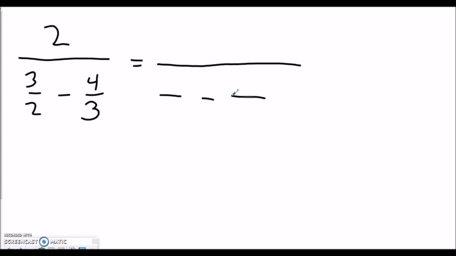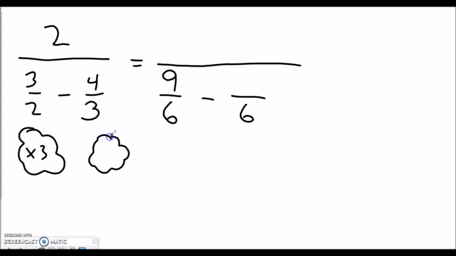And what do you think our common denominator is in this problem? It is 6, the common denominator of 2 and 3. How do we change our fractions in order to get a common denominator of 6? Well, the first fraction we took times 3. 2 times 3 is 6. So 3 times 3 is 9. What about the 4/3? We did a times 2. 3 times 2 is 6. 4 times 2 is 8. And the top just stays the same for now.